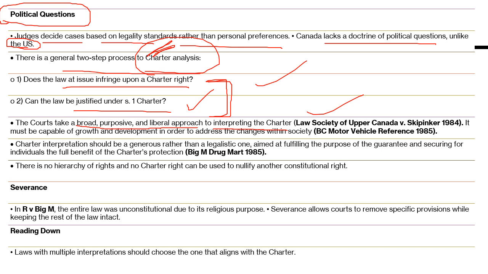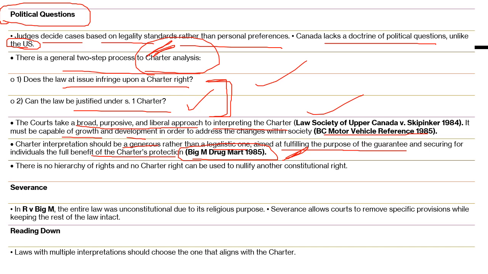Then in BC Motor Vehicle Reference 1985, it must be capable of growth and development in order to address the changes within society. Charter interpretation should be generous rather than legalistic, aiming at fulfilling the purpose of the guarantee and securing for individuals the full benefit of charter protection. So this is an important case in examination. You definitely have to refer to this case whenever you are getting a question on interpretation. It says that the interpretation usually has to be as general as possible so that maximum benefit could be given to people of a particular charter's protection.